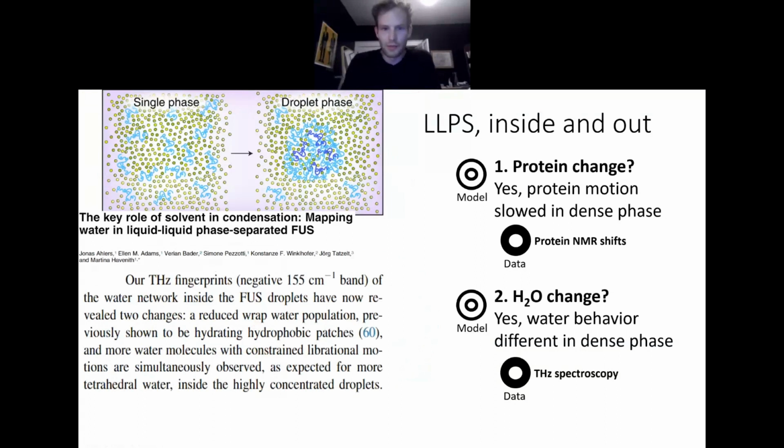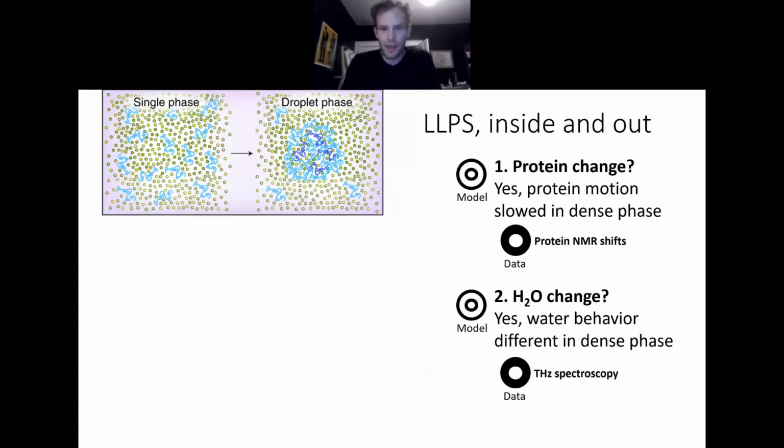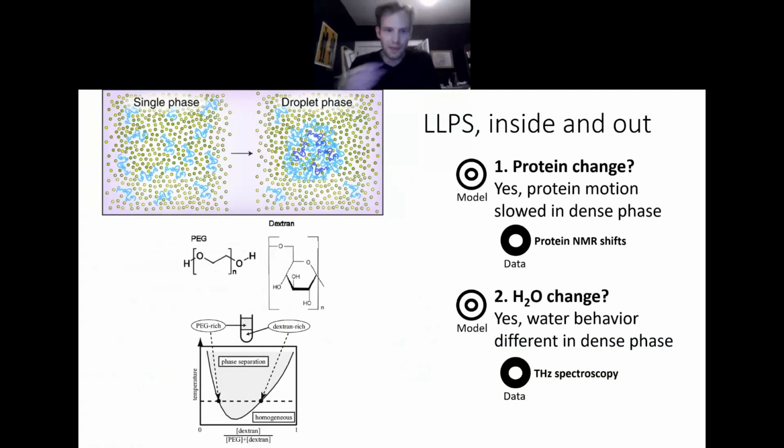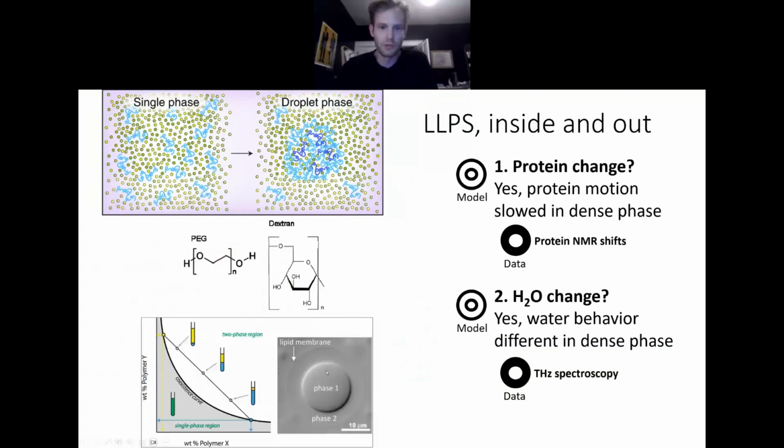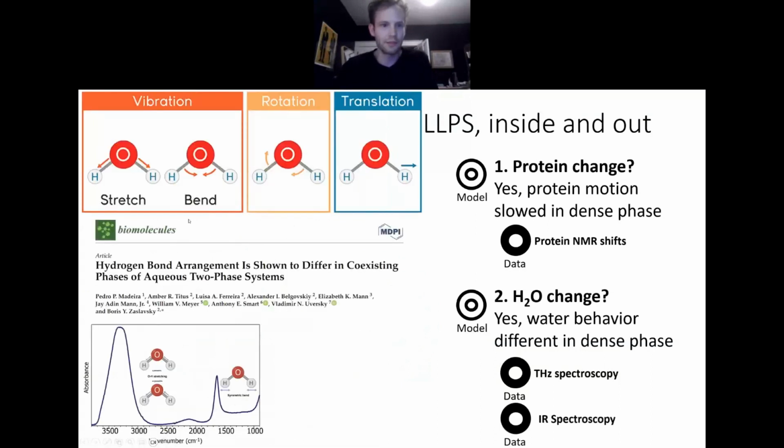There's another piece of data that I really want to cite where you don't need proteins to do liquid-liquid phase separation. You can just use two different polymers that are kind of incompatible. One example is PEG and the other is dextran, and these two mixed together will form two different aqueous phases. So even without proteins, this is still a phenomenon that we can capture. And this group looked at the infrared spectra of these two phases. So they're looking at bond vibration.